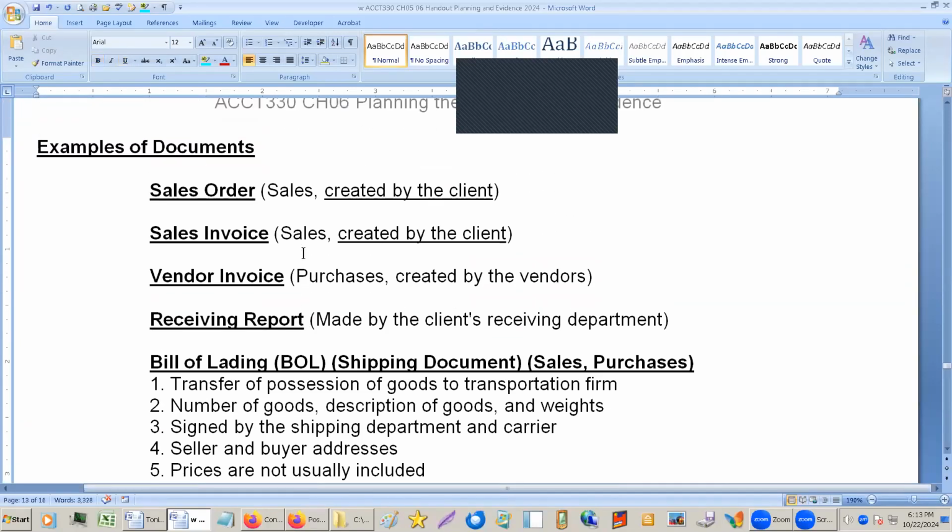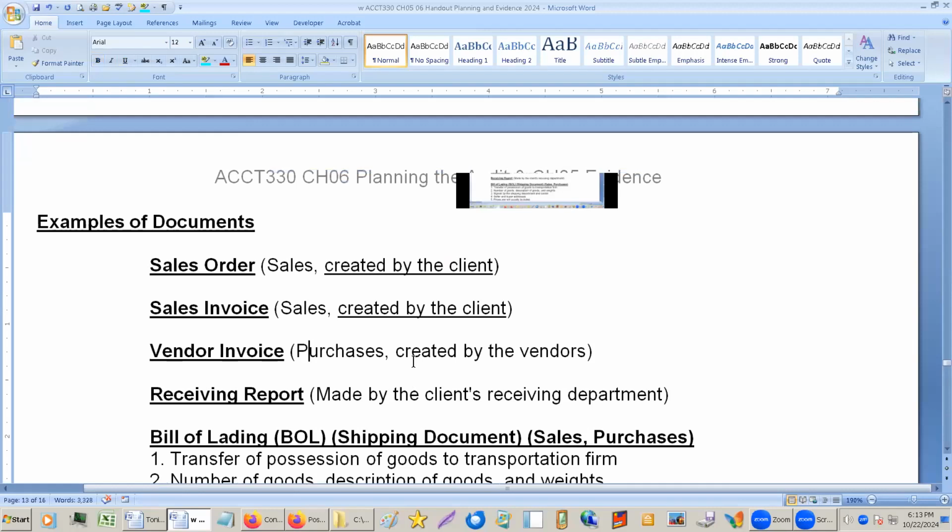A vendor invoice, this is when we purchase something. Now that's created by vendors. Now this is a third party. There's some clever way to do this. So this is a medium evidence. Vendors a third party. It's held by the client.